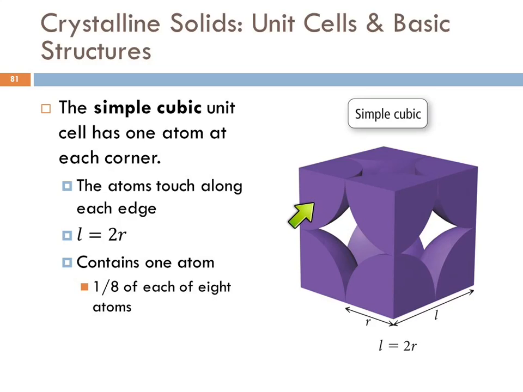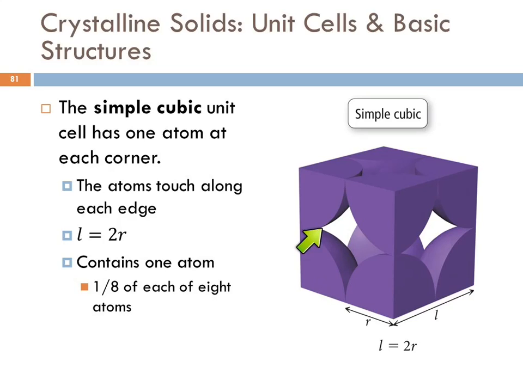But in this simple cubic cell, these atoms are touching along the edge of the unit cell. And so one of the things we look at is the length of this cube. So the length here is 2 times the radius. The radius is from the center of the atom to its edge. And so here we have 1 r, and there's another radius. And so the length of this cubic cell is 2 times the radius of the atom.